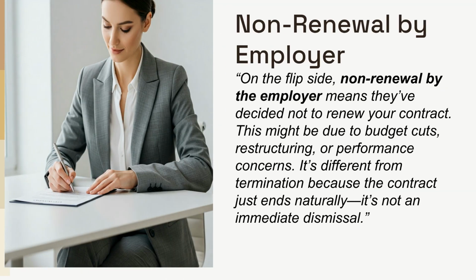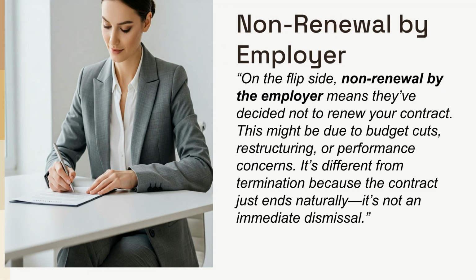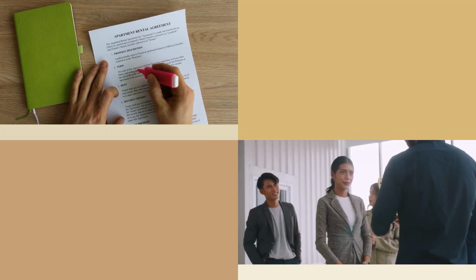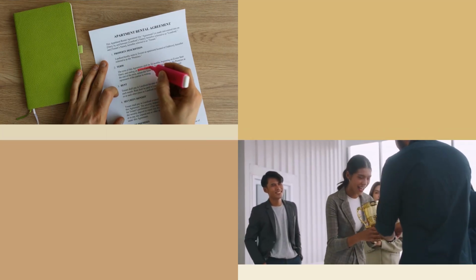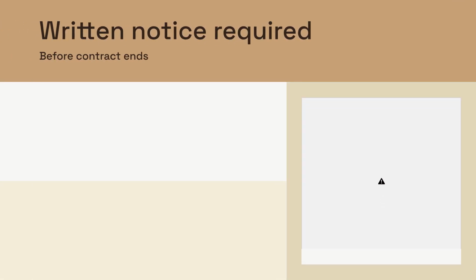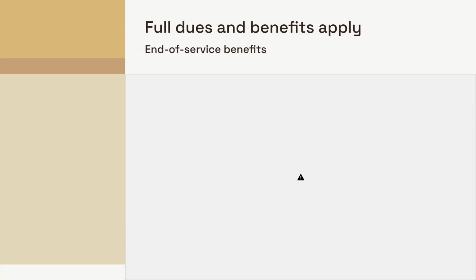If the employer chooses not to renew your fixed-term contract, that's legal too. They must notify you before the contract ends and pay all dues, including gratuity and unused leave. Written notice is required, and even if it's not a termination, your legal rights still apply. You're entitled to your gratuity, unused leave, and notice pay if agreed.